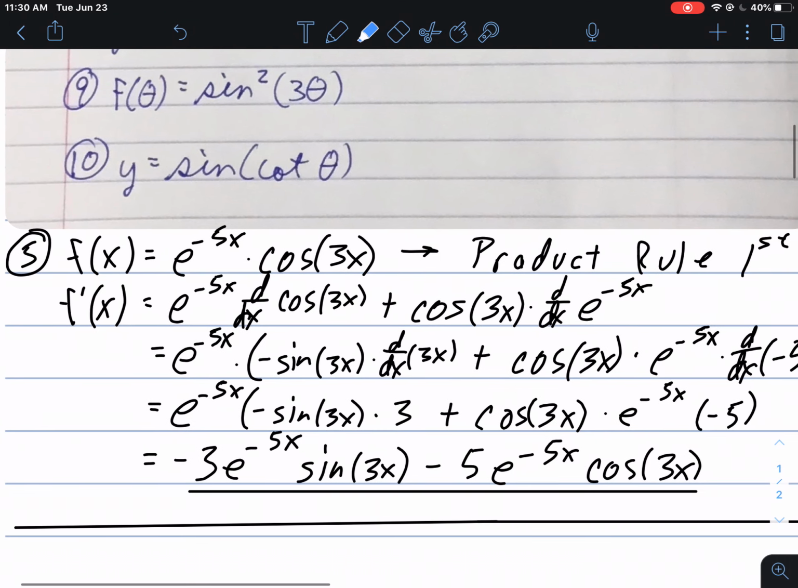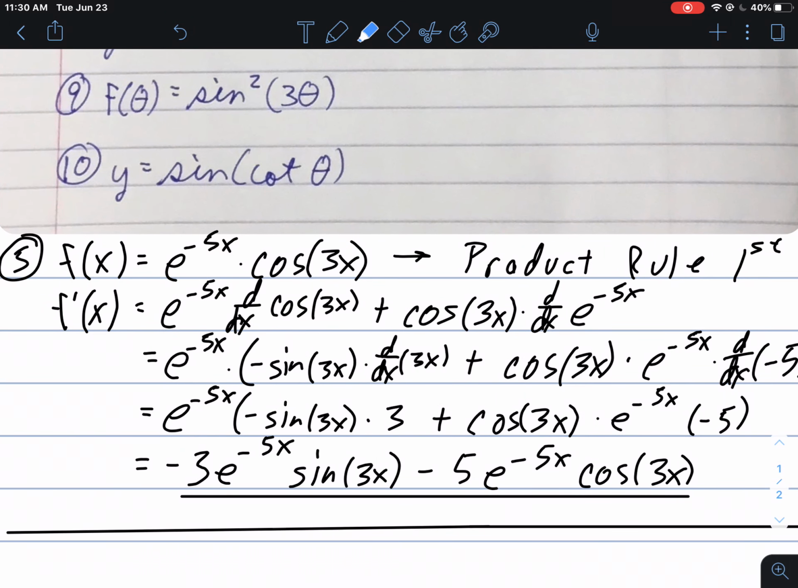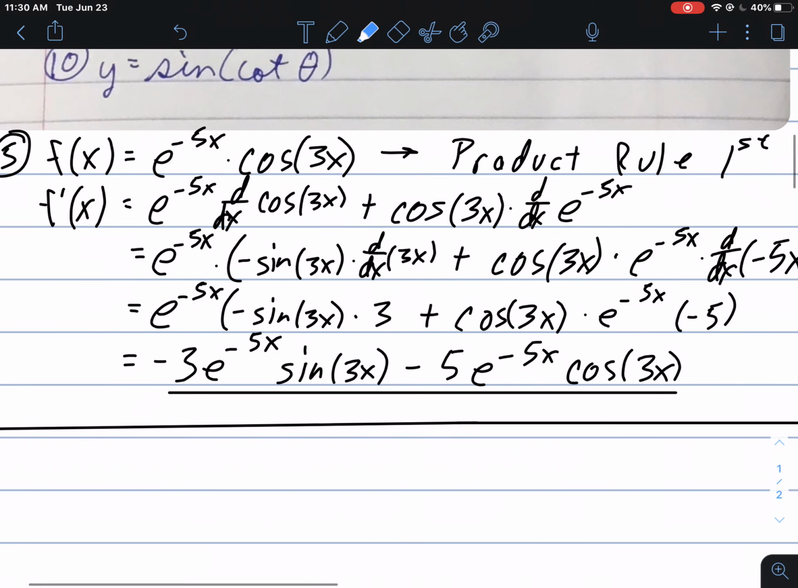Number 5. Here I've got several things going on. Number 5 is the function f of x equals e raised to the negative 5x power times the cosine of 3x. So there's several things to recognize here.